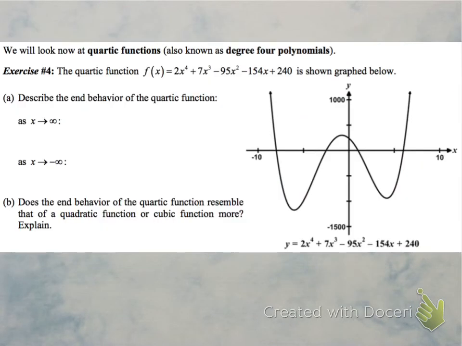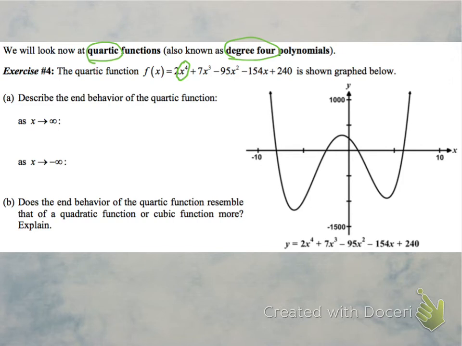All right, so now we're going to look at a quartic function. A quartic function is a degree four polynomial, so that means that the highest power is an x to the fourth. So this is a really long string. You won't always have an x to the fourth, x to the third, x squared, x, and the 240, which is a constant. You won't always have all 5 of those terms, but in this case we do.